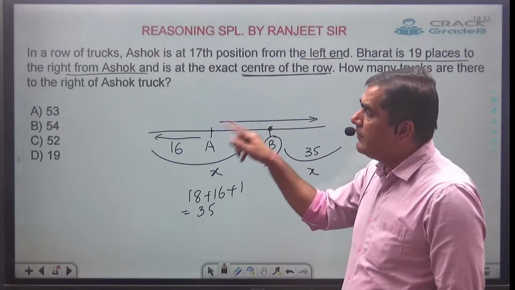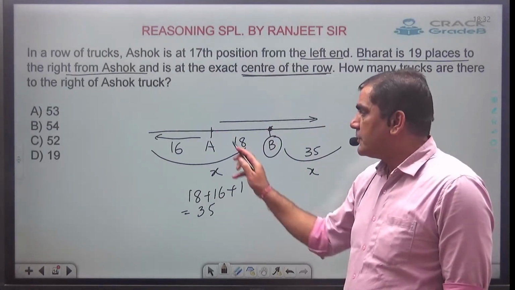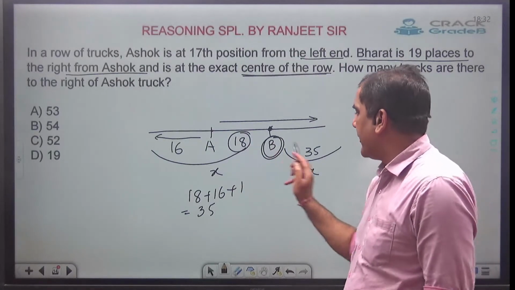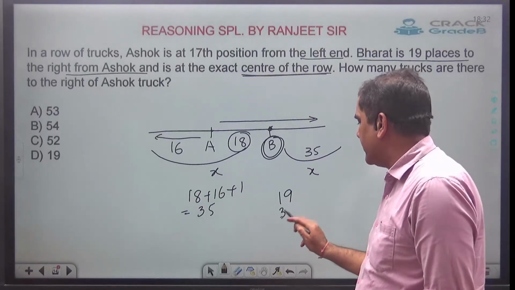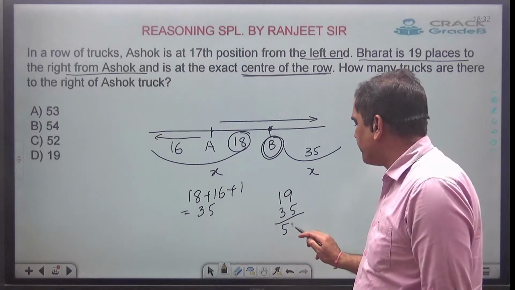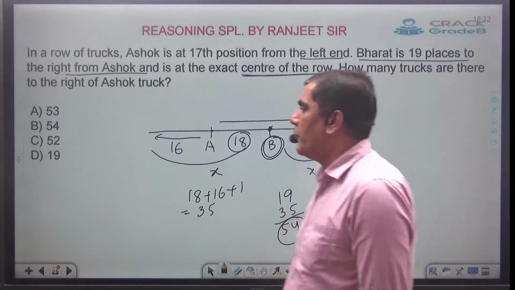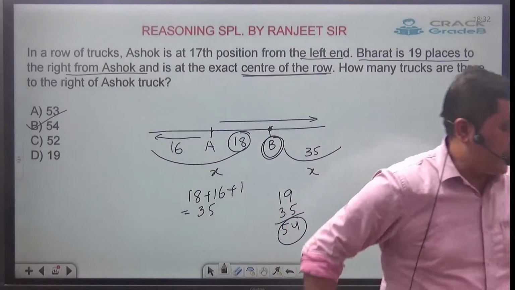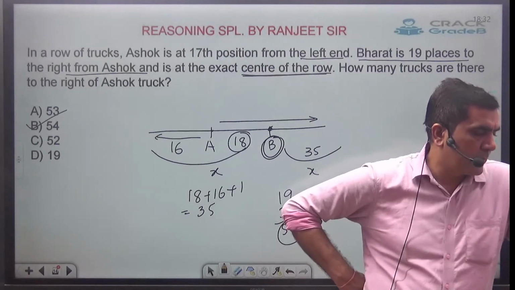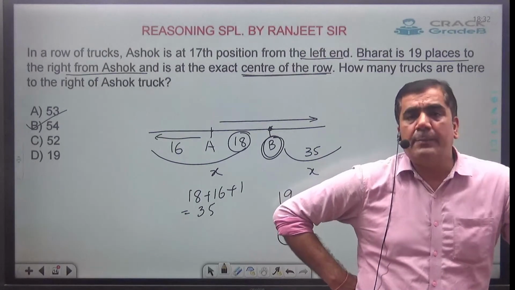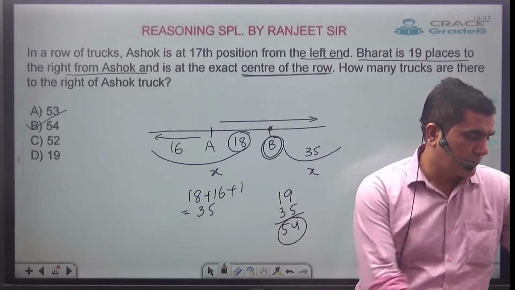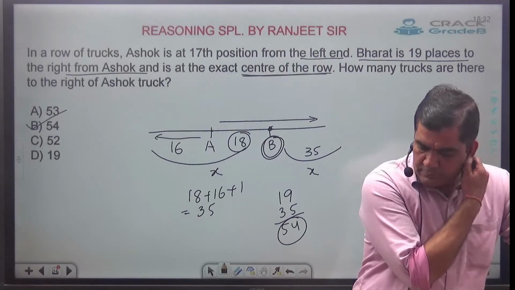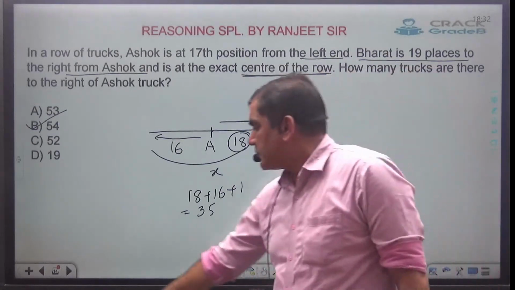Now they are asking how many trucks are to the right of Ashok truck. So from Ashok, simply have to count from here. This is 18 plus 1 is 19, and 19 plus 35 comes out to be 54. Means there are 54 trucks to the right of Ashok. Clear? Anyone, any problem? Okay, okay. Let's go with the next one.